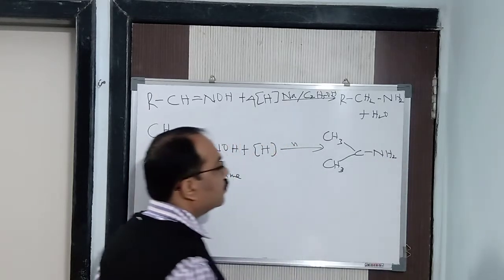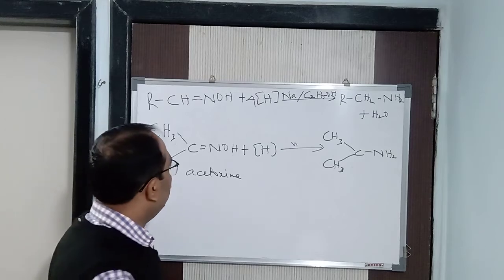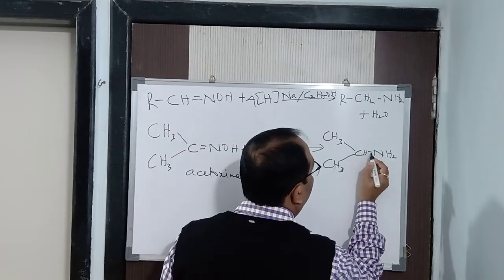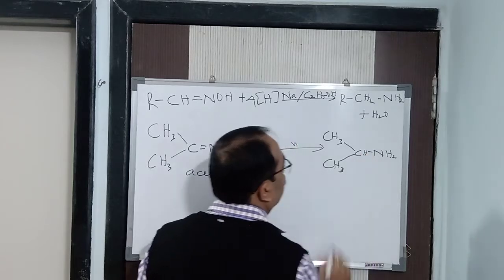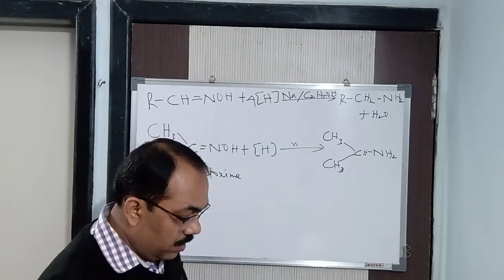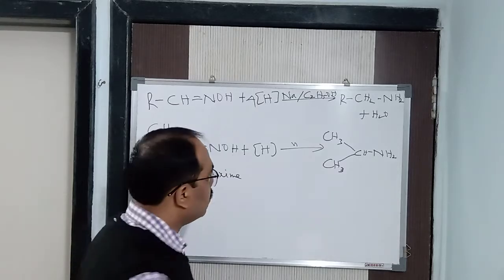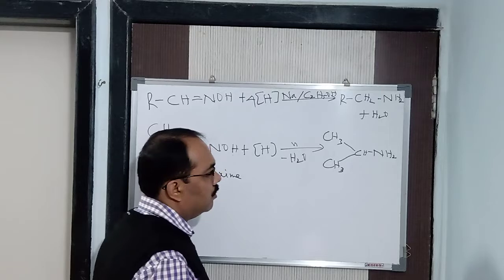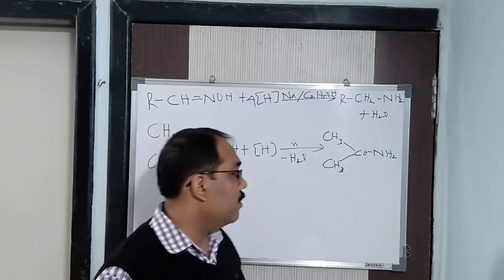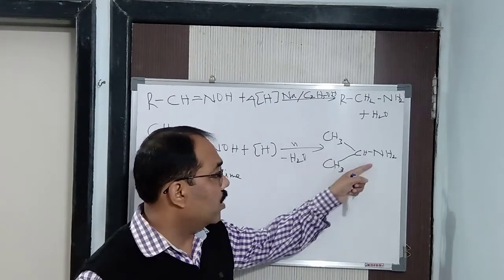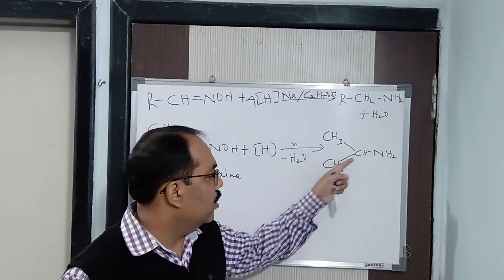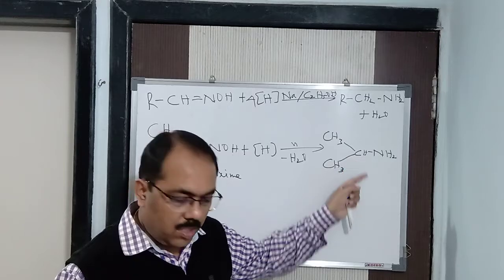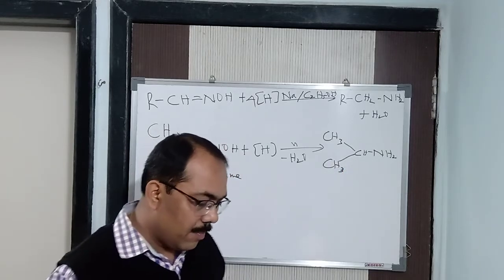CH, NH2, CH3. It has to be balanced, isn't it? So in this way, minus water. It is a secondary amine, we can say, isopropylamine we got, because the functional group is attached to the secondary carbon atom. Got it? So it is isopropylamine.